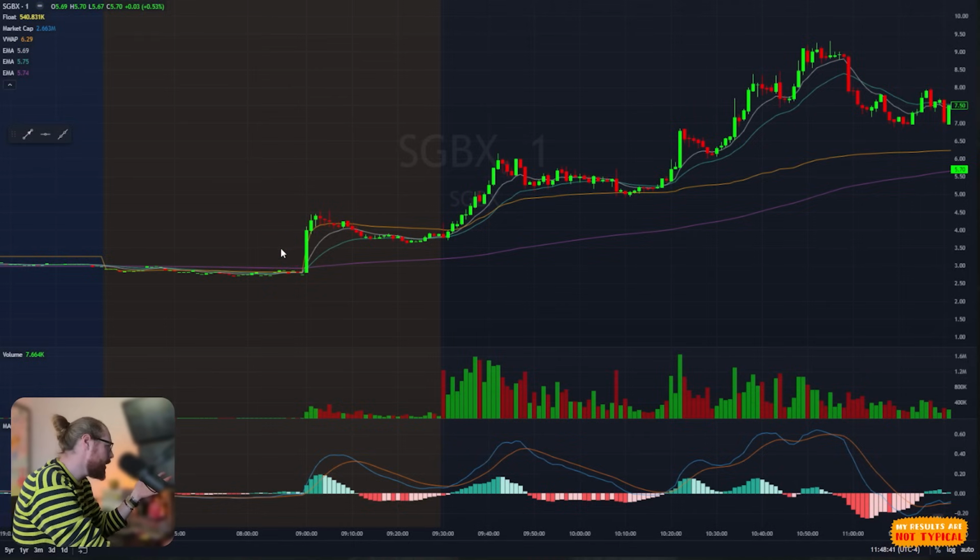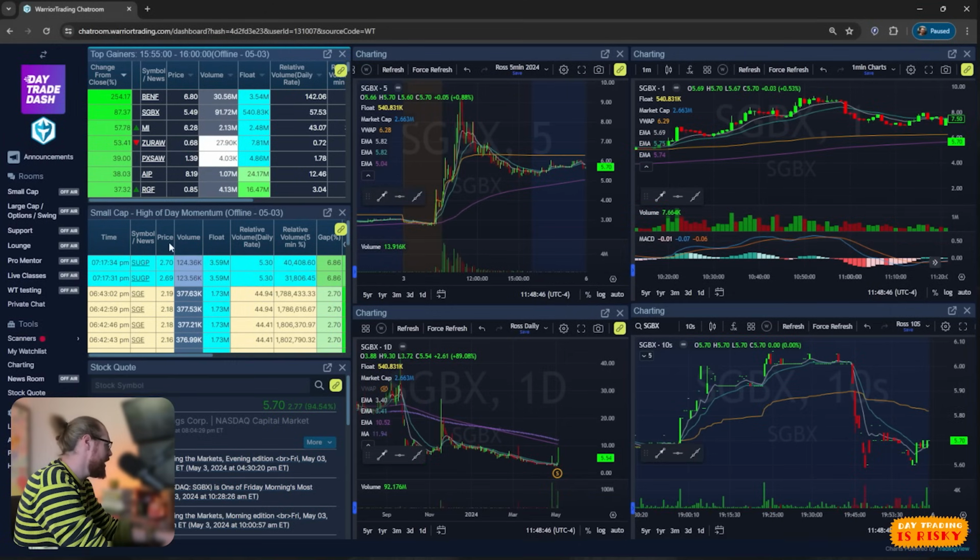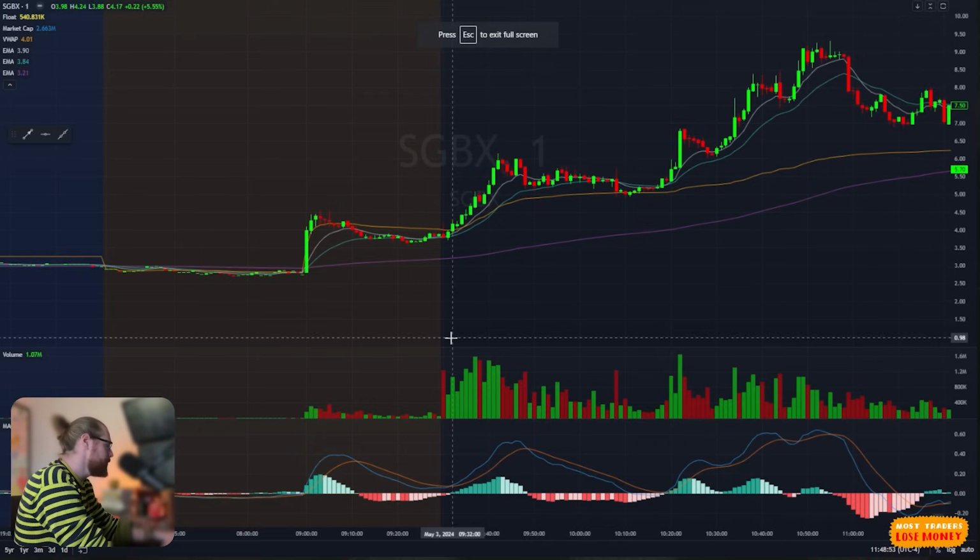And so initially, I see the stock on my scanners. So I'm using these stock scanners right here. I'm getting an audio alert, bing, bing, boom, stocks on the scans. I pull it up on the 1 minute chart. And of course, I pull up the level 2.